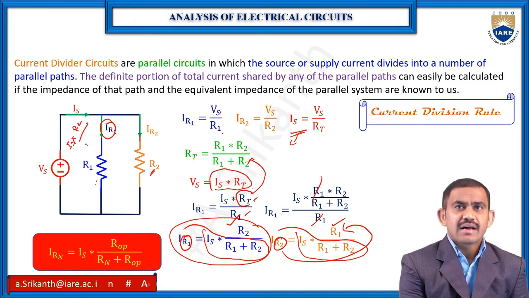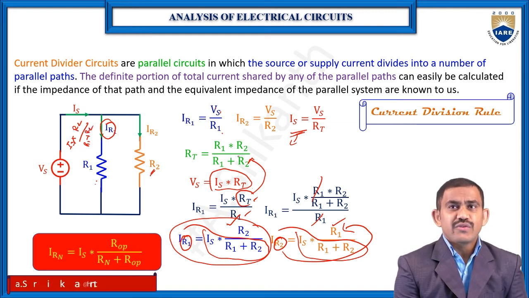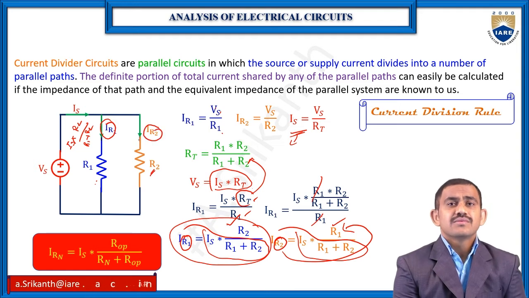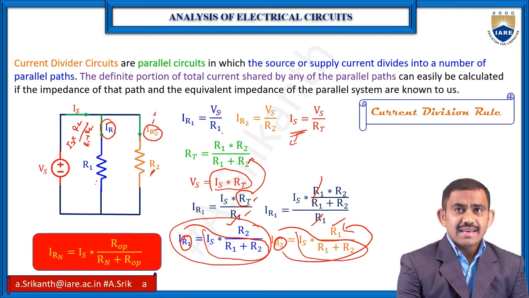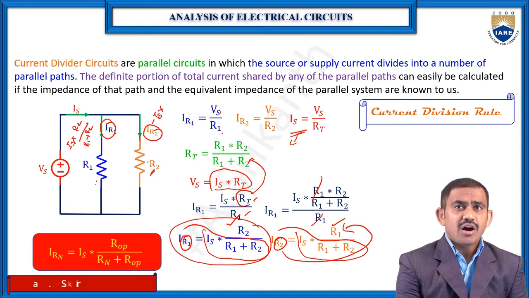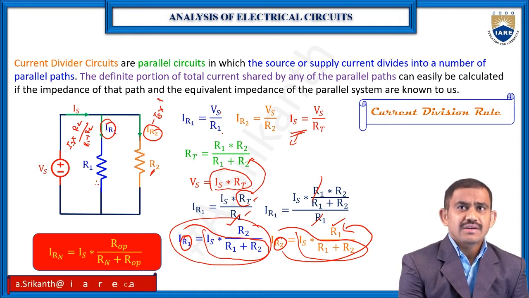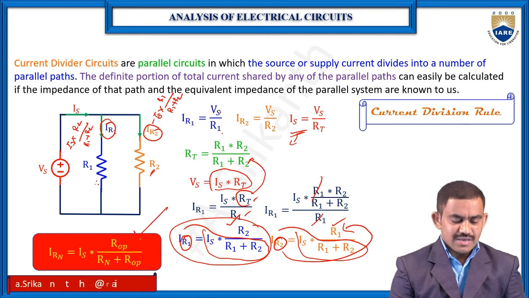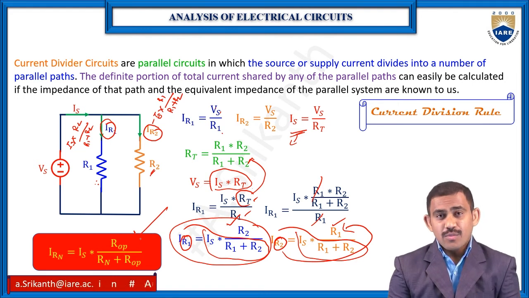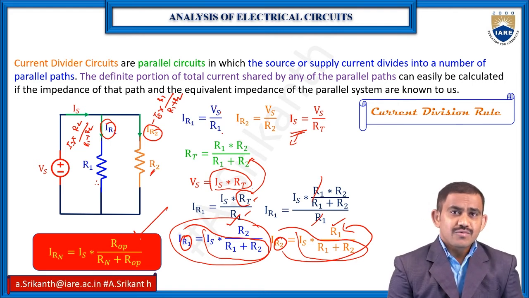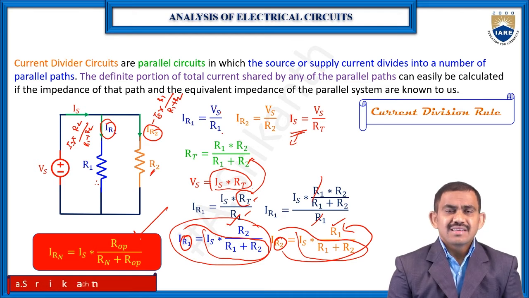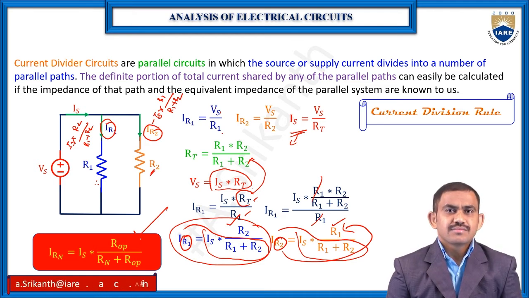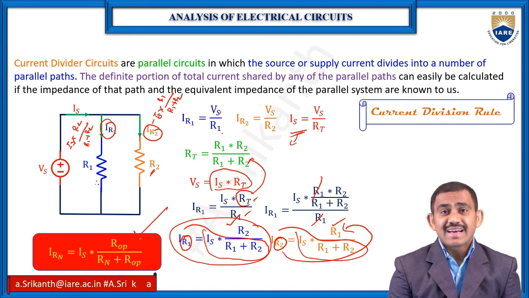R2 by R1 plus R2. That is your I R1 value. Suppose I want to find the I R2 value: it is Is into R2's opposite resistor, that is R1 by R1 plus R2. This is the common formula: Is into the opposite resistor, by the R value you want to find plus the opposite value. So this is the common formula for the current division rule.